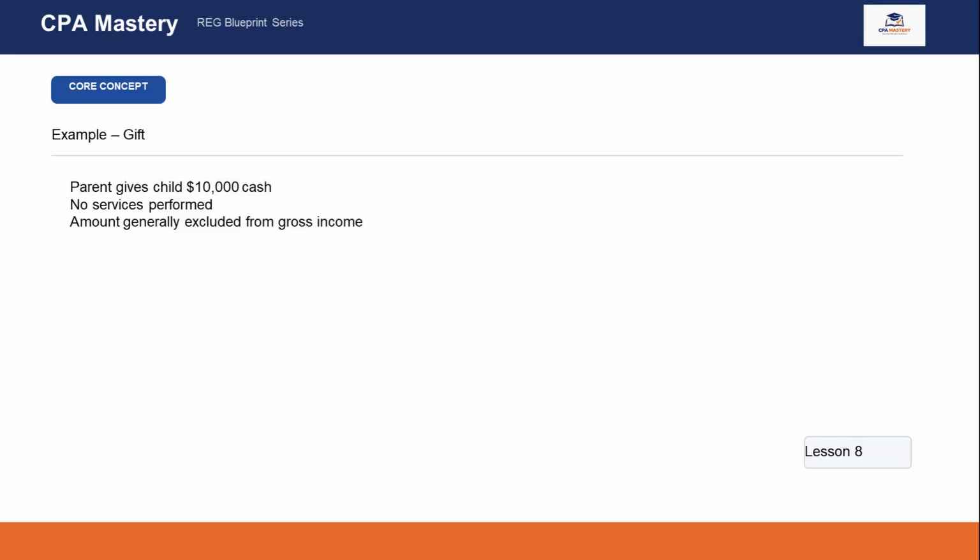On the CPA exam, family relationship facts often point toward gift treatment, especially when there is no evidence that the payment was tied to employment or services.